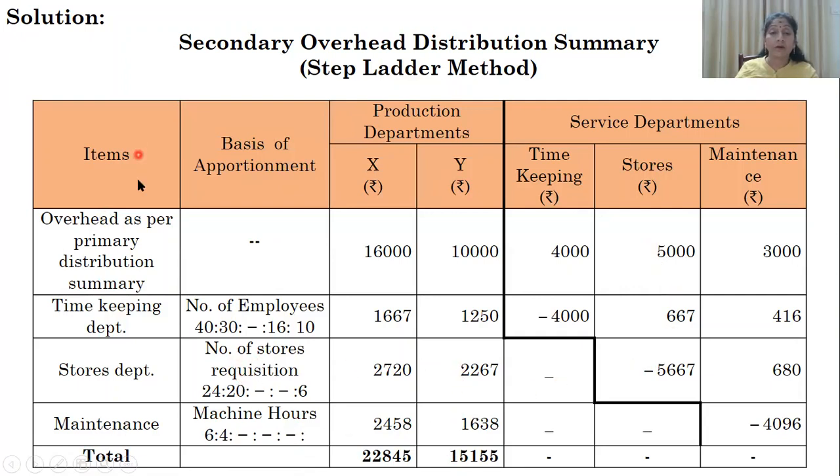This is the method we have to use to calculate the expenses and apportion the expenses under the step ladder method. This step ladder method comes under secondary overhead distribution. So see here, this is how the steps go. This is called step ladder. We put a line down, darken the line. This is the step ladder method.